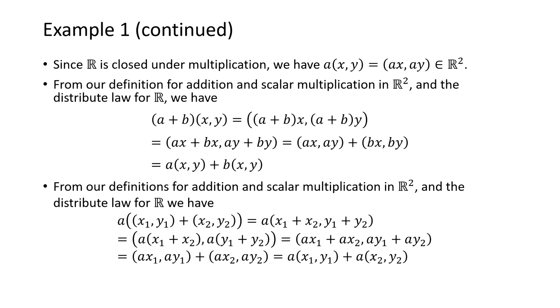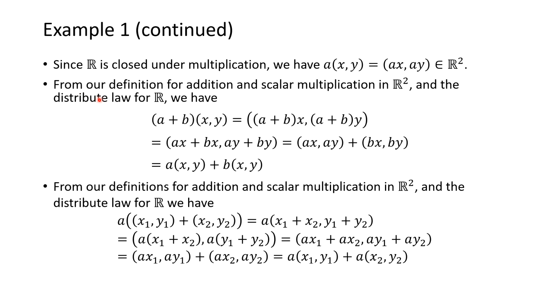In terms of multiplicative closure, when we multiply by a scalar, we have a times a vector x, y. By definition, that's ax, ay, but then this is just the product of two numbers, two real numbers, and so is the second component here. So again, this is an element of our vector space.